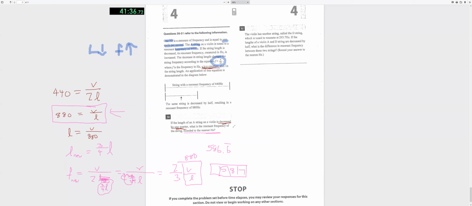All right, we got 3.5 minutes to answer one last question. Hopefully we can make it. A violin has another string called the D string, which is tuned to resonate at 293.7. If the lengths of a violin A and D string are decreased by half, what is the difference in resonant frequency between these two? Okay, so what we noticed here is that if you cut it in half, it doubles the frequency. Now, if you're not sure of that, you can play around with the formulas and see that that is in fact exactly the case. But half the length is double the frequency.